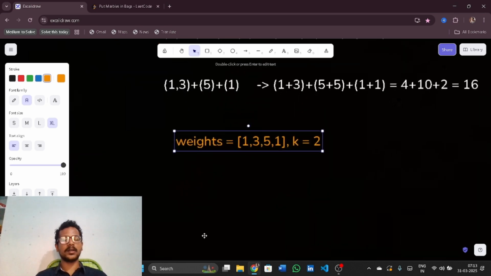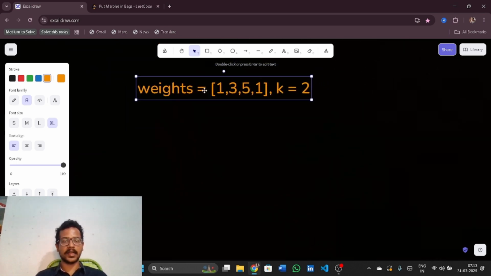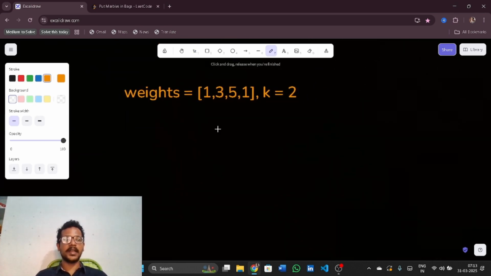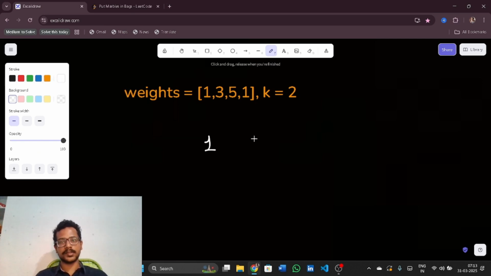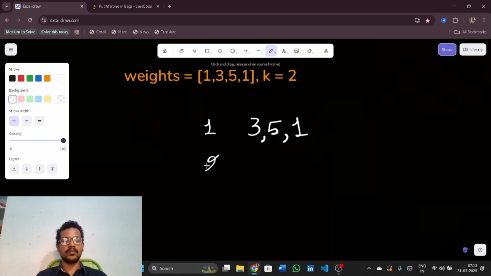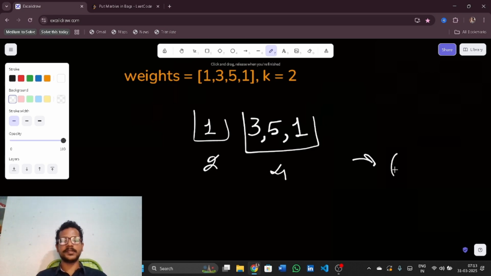Now, what are the number of distributions that I can get? I can take only one marble, and let us see what combinations I can get by taking only one marble. I can take 1 in one bag and 3, 5, 1 in another bag. So the score will be 1 plus 1, which is 2 for this bag, and 3 plus 1, 4 for this bag, and the total would be 6.